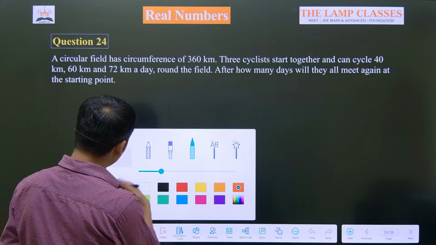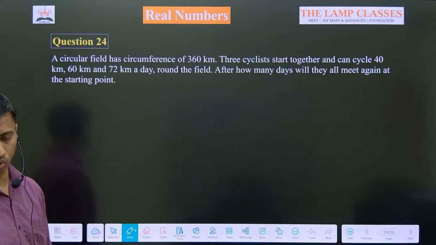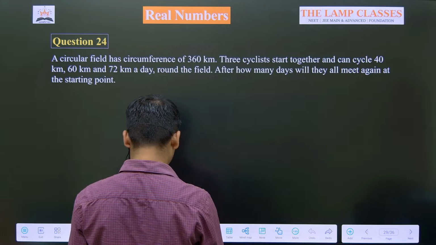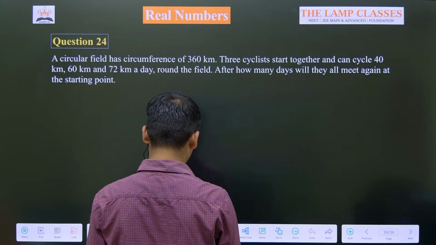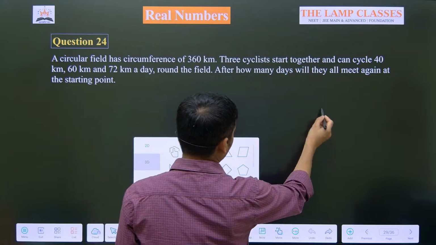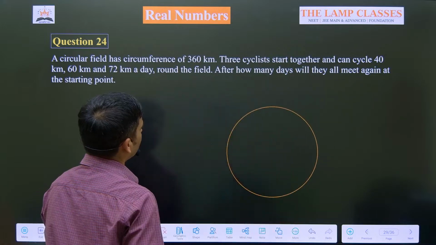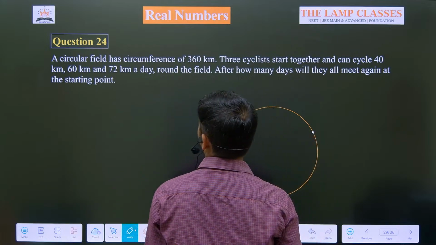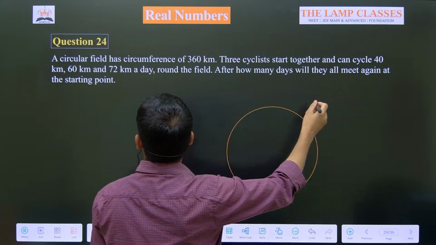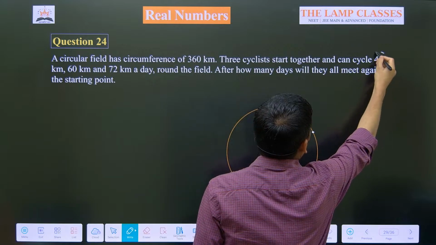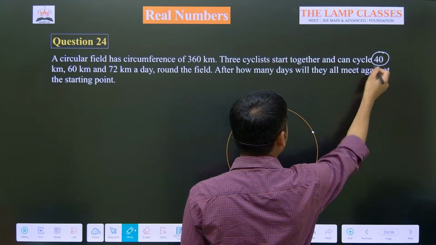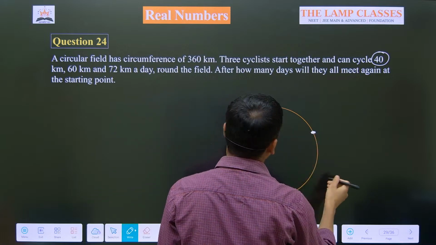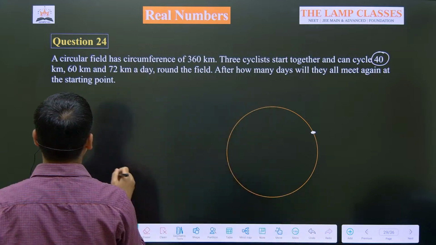So if we are not clear what to do, it is important sometimes to do some rough sketching, okay, make some diagram. So we have a circular track, okay, and the circumference is 360. So they all are starting from the same point at the beginning, and the first person takes 40 kilometers a day. Can you tell me how many days will he take to complete this circumference? So that has to be 360 upon 40, right?